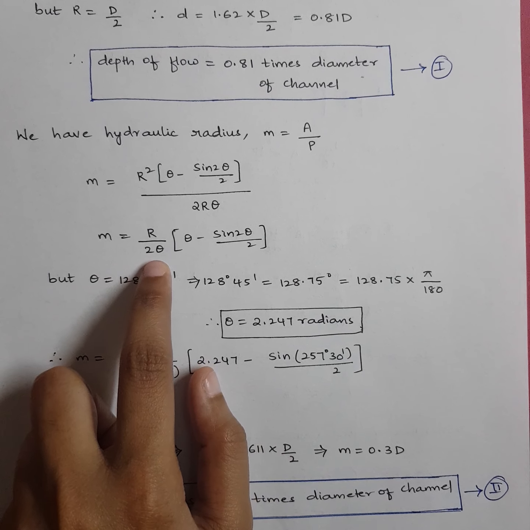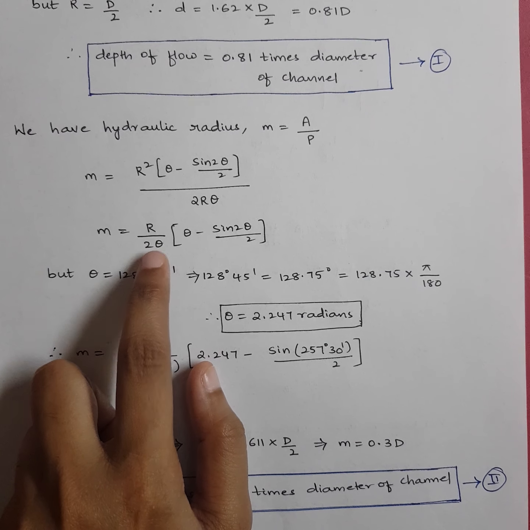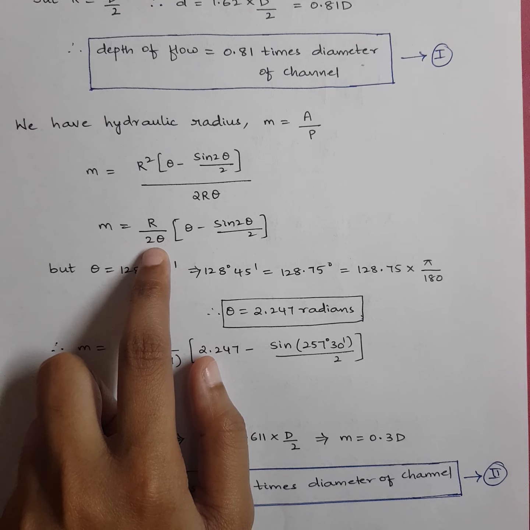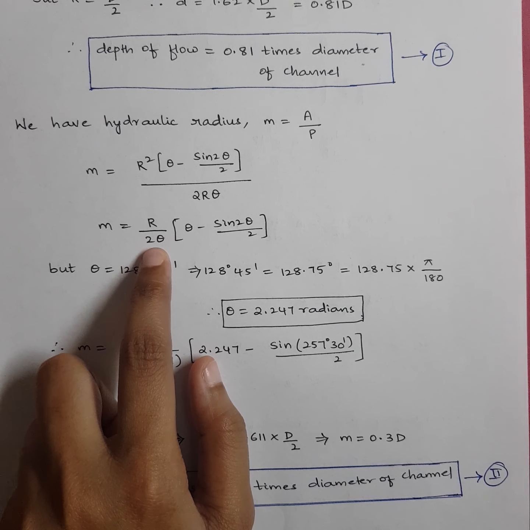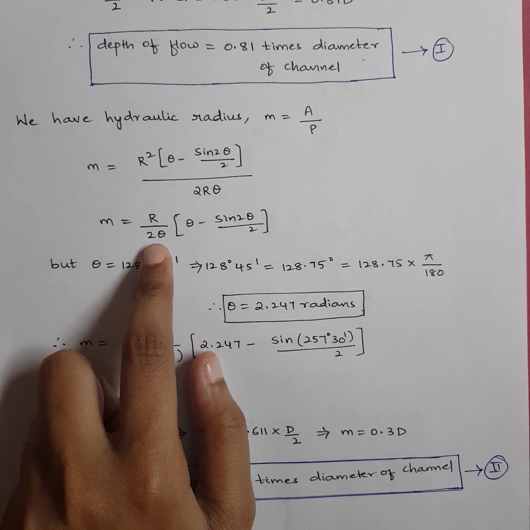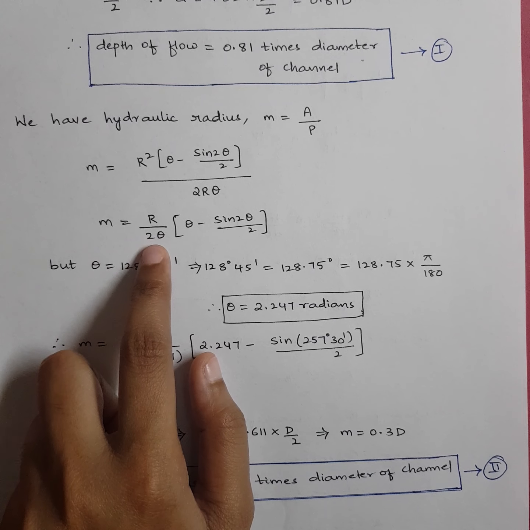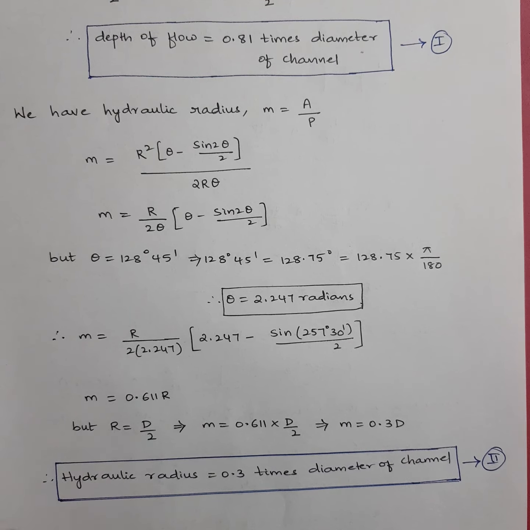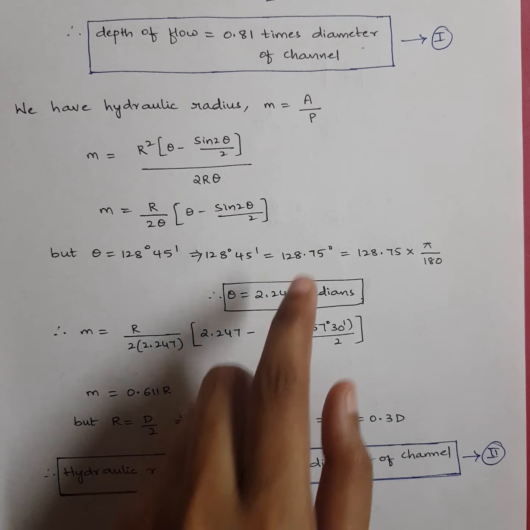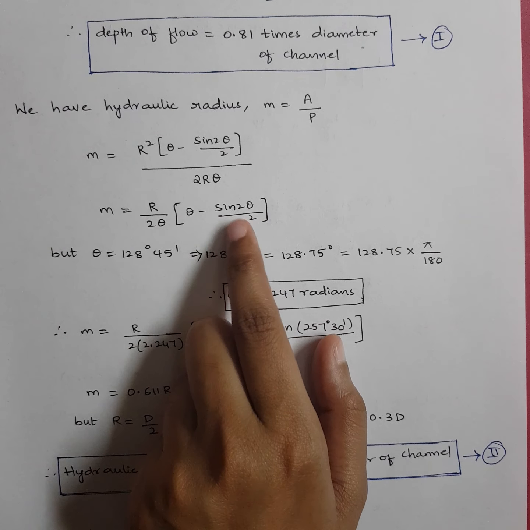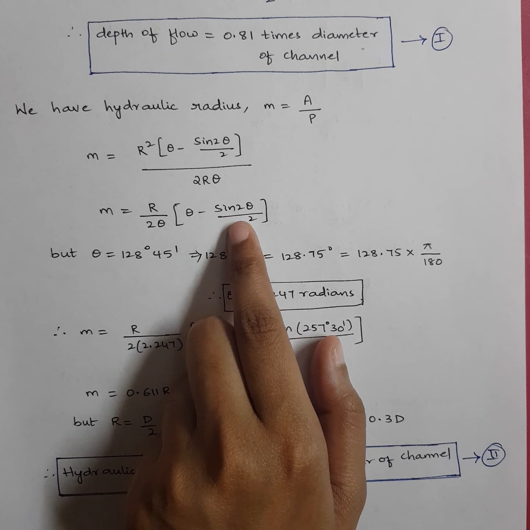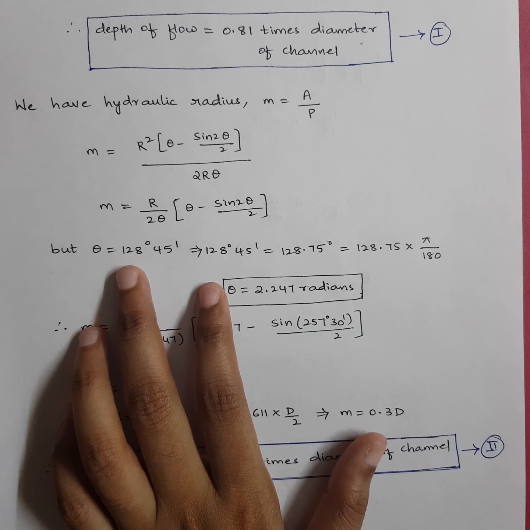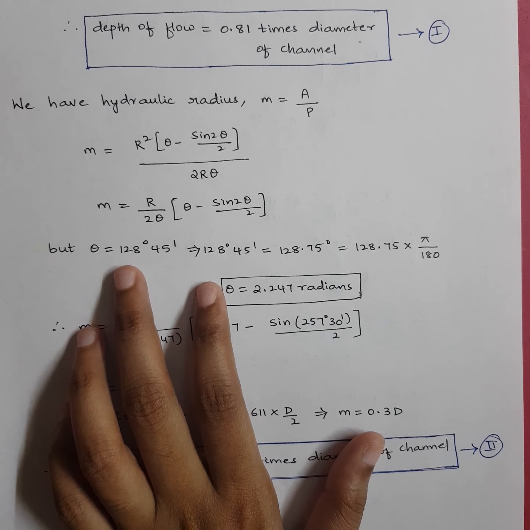But here you see you have r by 2 theta only. Here theta is alone without any trigonometric function. Then you can't substitute 128 degrees 45 minutes. You should substitute theta in radians. When theta is alone, not in combination with any trigonometric function, please put it in radians. Only when theta is in combination with a trigonometric function, then put it in degrees. So I am converting 128 degrees 45 minutes into radians. I think you are very clear.